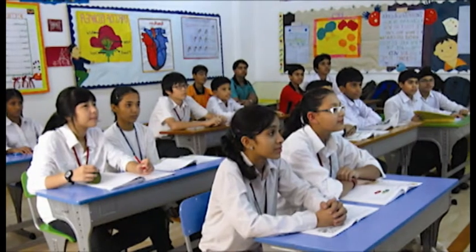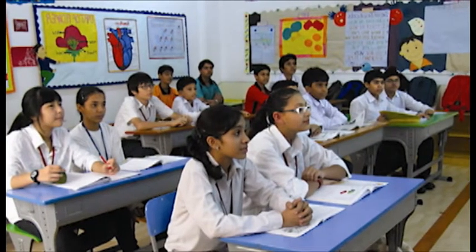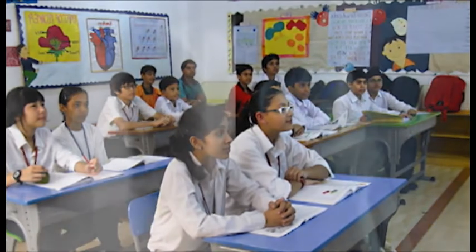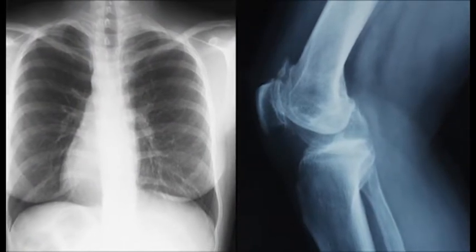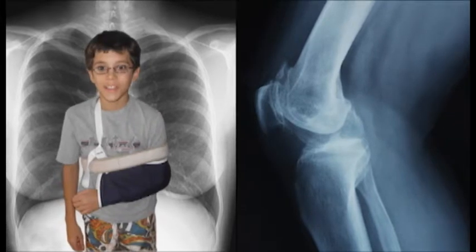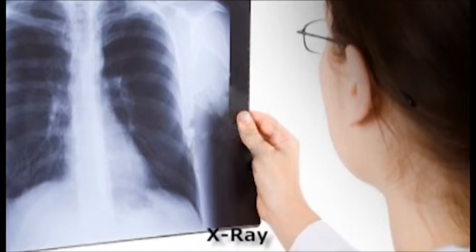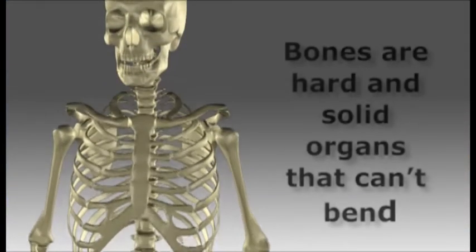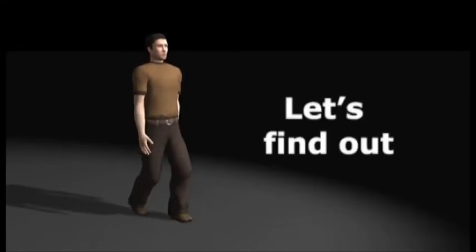Now look at your friends. Can you see their bones? No, bones are not visible from outside. Then how does the doctor find out when there's something wrong with the bones, like a fracture? Well, the doctor looks at our bones in an X-ray. We all know bones are hard and solid organs that cannot bend. Then how can we bend our body parts? Isn't it a mystery? Let's find out how we are able to do this.